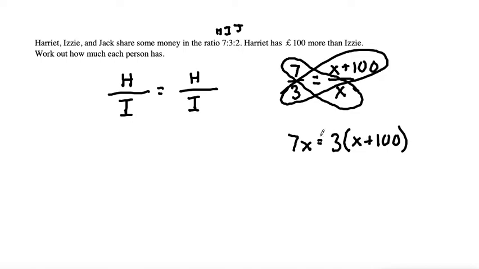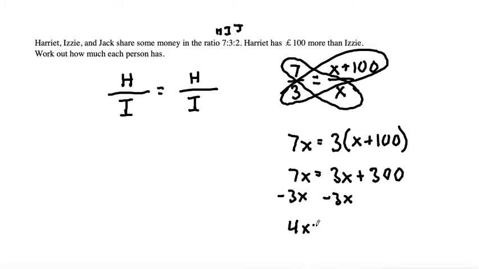From here, we can solve this equation for x. So bringing down the 7x, we can distribute the 3 inside to make 3x, and then also multiplying the 3 by the 100 is 300. And then let's combine our x terms, putting the 3x onto the left side by subtracting 3x on both sides. That gives us 4x is equal to 300.